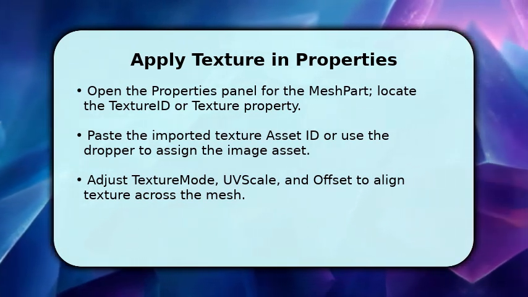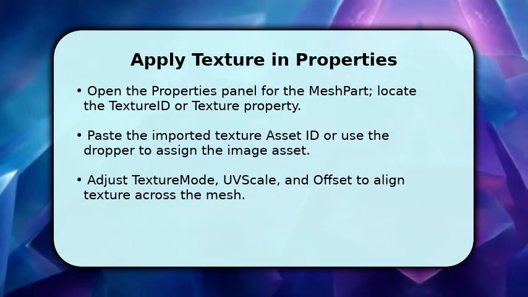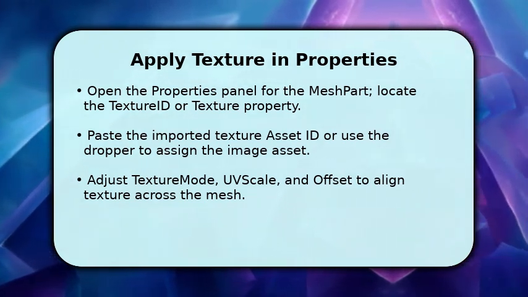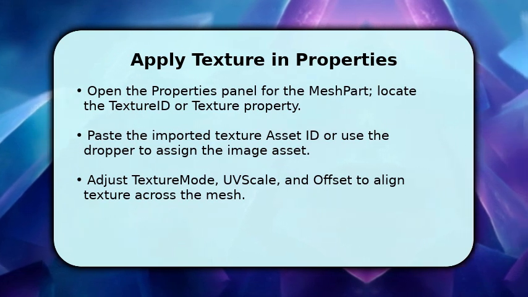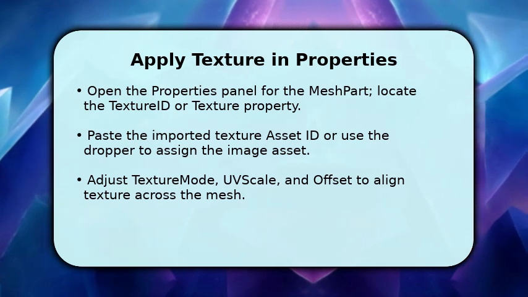You should then tweak Texture Mode, UV Scale, and Offset to align the image on the mesh surface. Small adjustments here prevent stretching. While adjusting, rotate the camera and check all faces. Make sure to set wrap or clamp, depending on what you need.